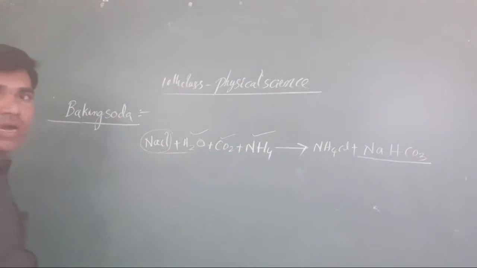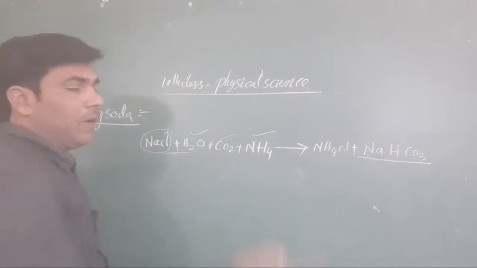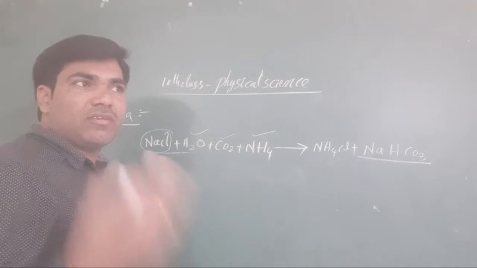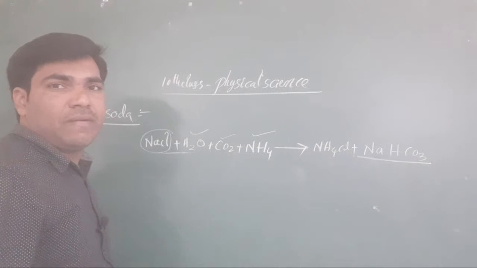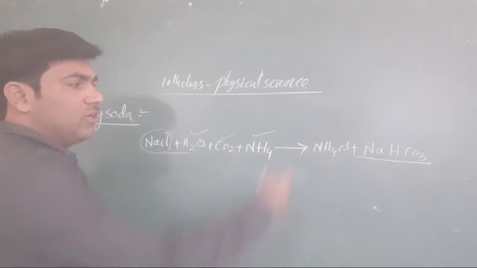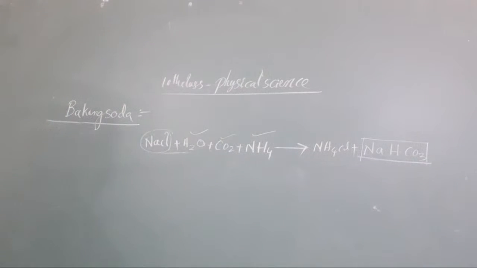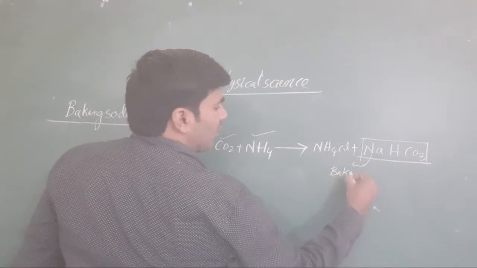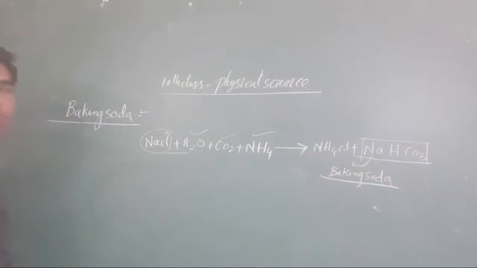In the chemical reactions of acids and bases, we already took the reactions of acids and bases with carbonates and hydrogen carbonates. That is taken as our sodium hydrogen carbonate. This one is called baking soda. Clear or not, all the students? I hope you got it.